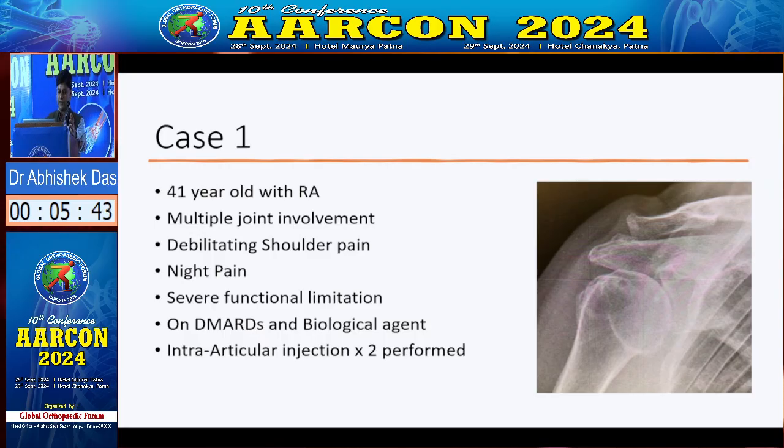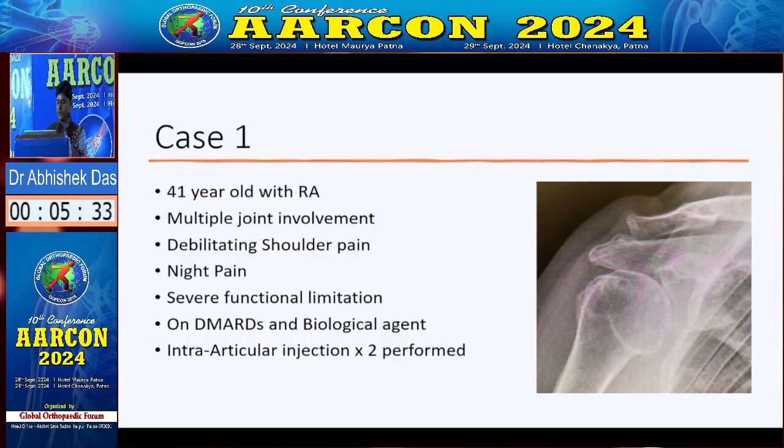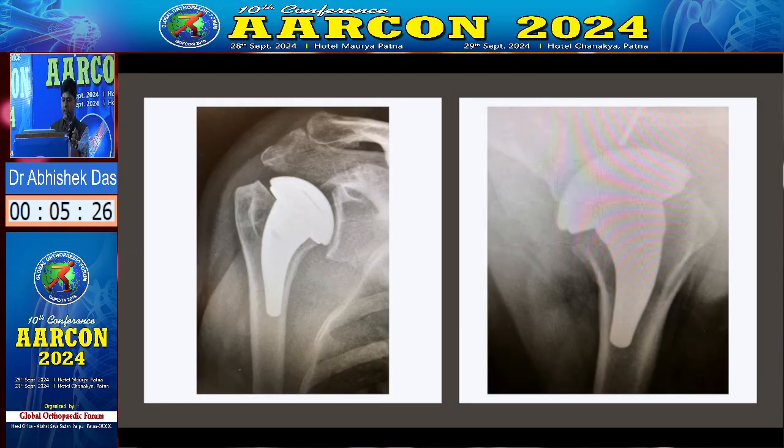Intra-articular injections were performed twice. Still, he didn't have much relief. He was a heavy goods vehicle driver. So the question is, what do we do with his X-rays and with this clinical picture? He does seem to have a global involvement and arthritis. So this is what we did.